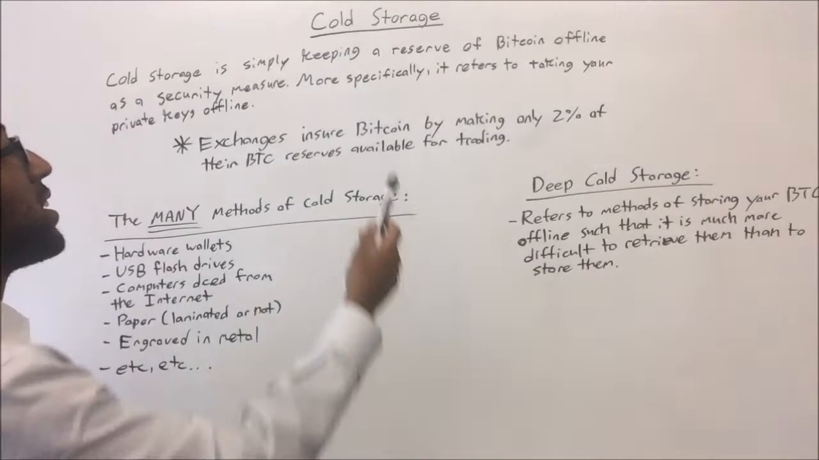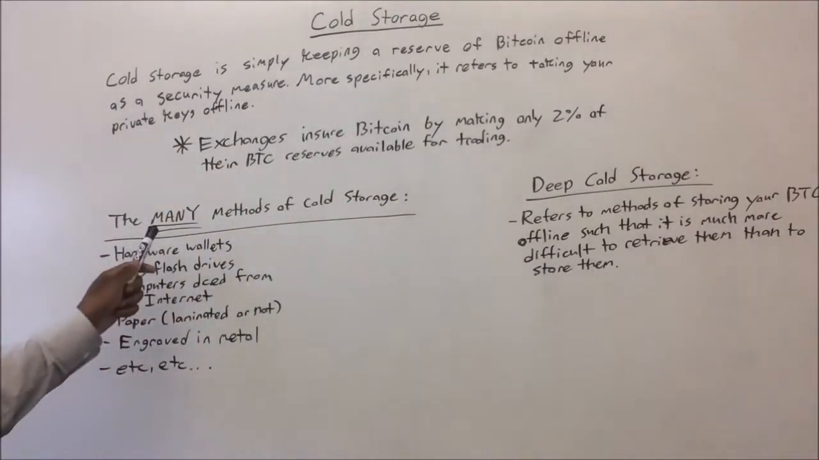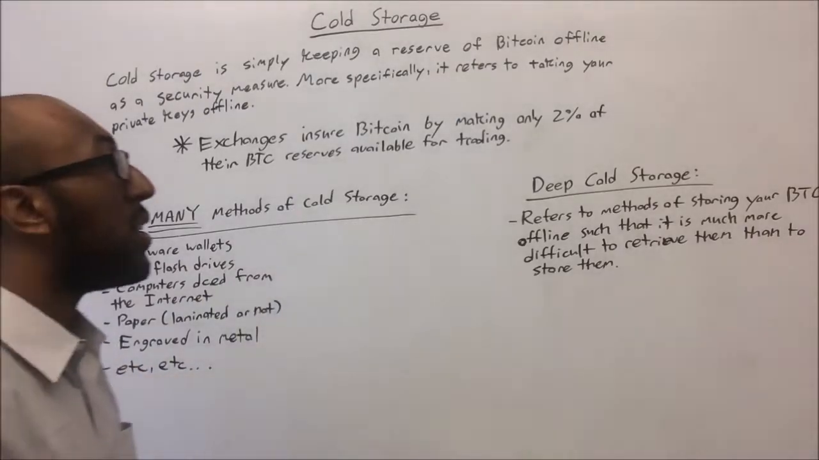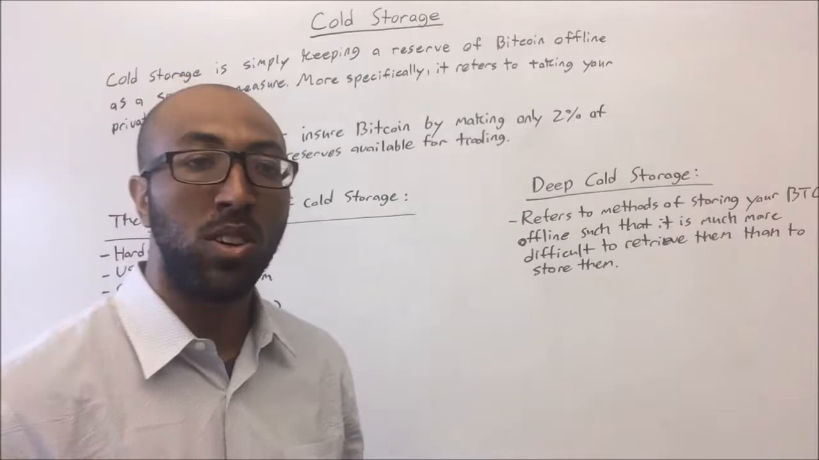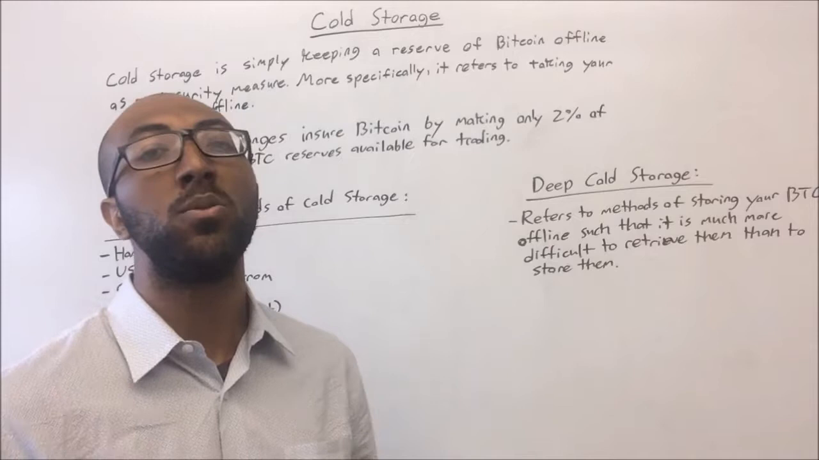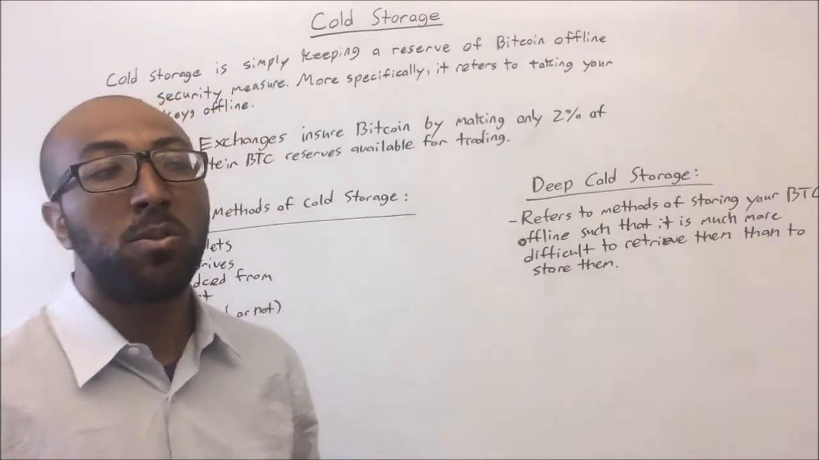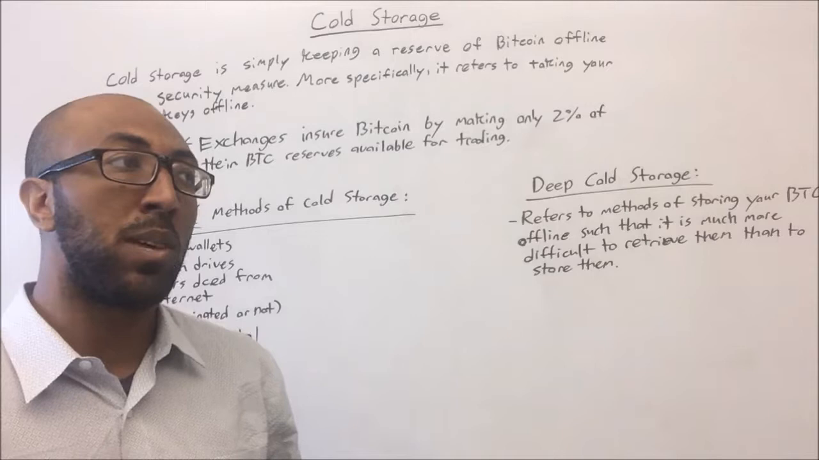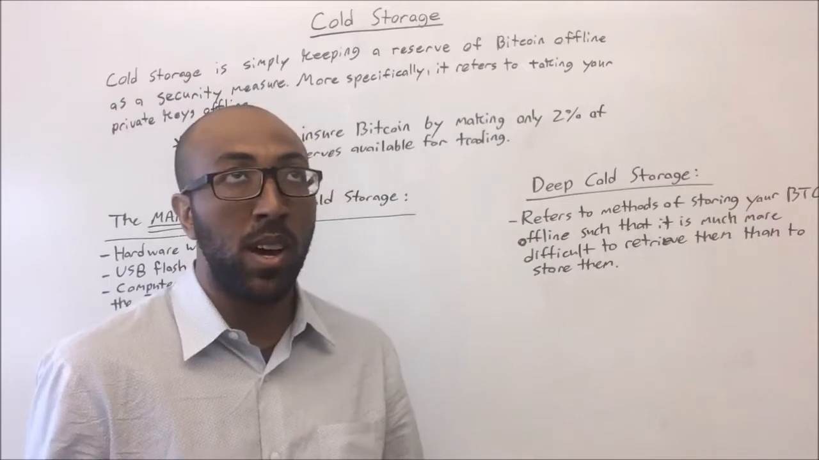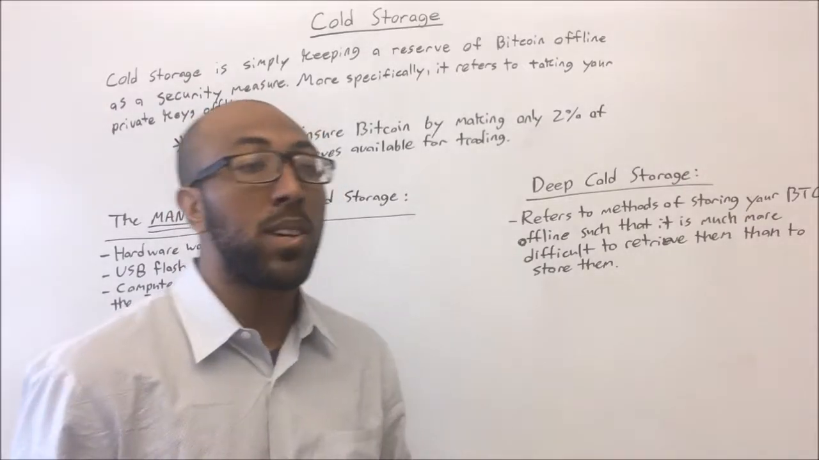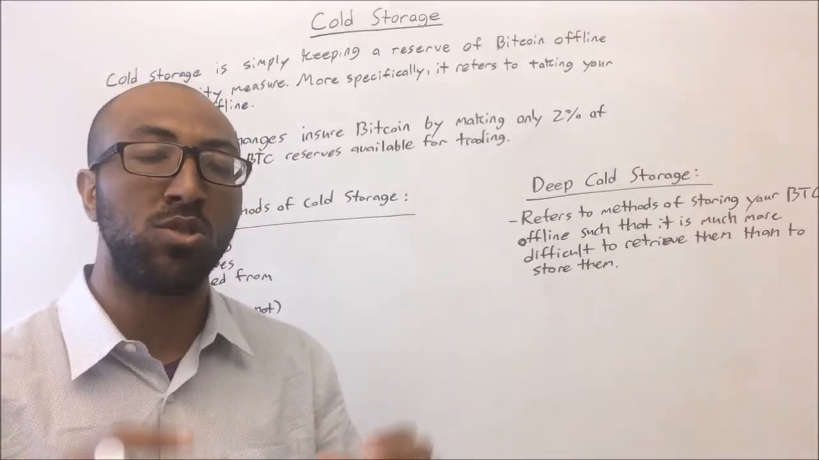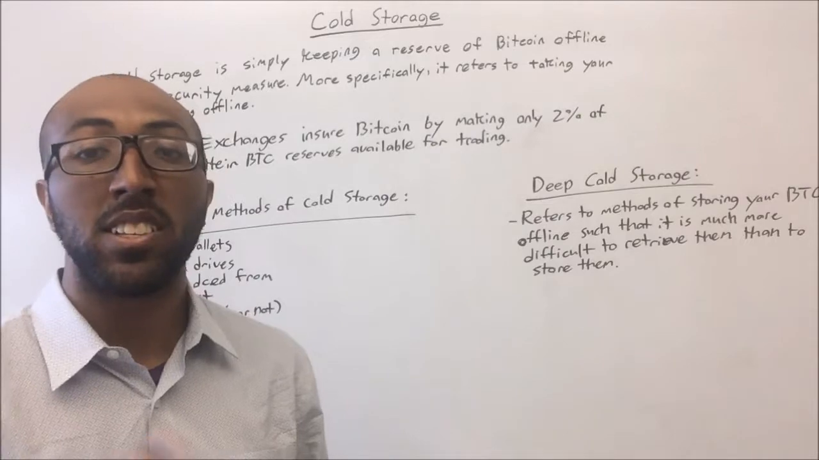However, the complexity of cold storage comes from the many different methods of doing cold storage. There isn't one best way of storing your Bitcoin offline, as there's many pros and cons to every different way of doing so. For example, in the hardware wallet example, what if you lost your hardware wallet or your seed? So there's no real best way of doing it. So typically what people do is they use a combination of cold storage methods to store their Bitcoin offline. I'll get into that a little bit later.